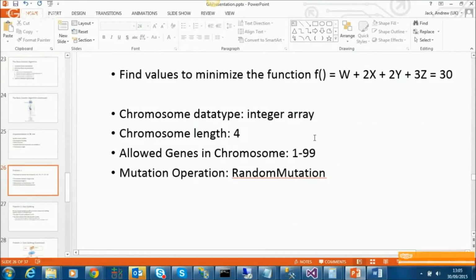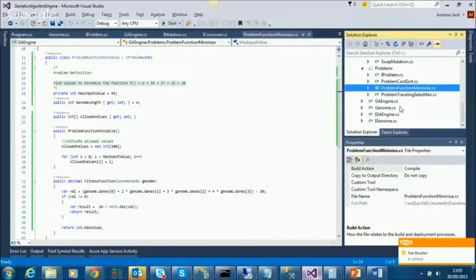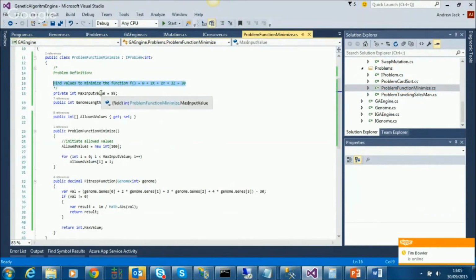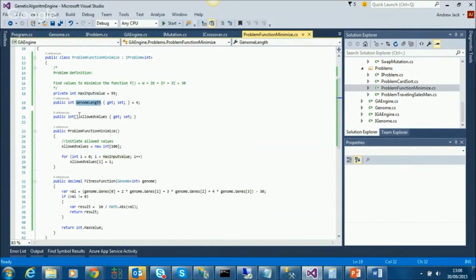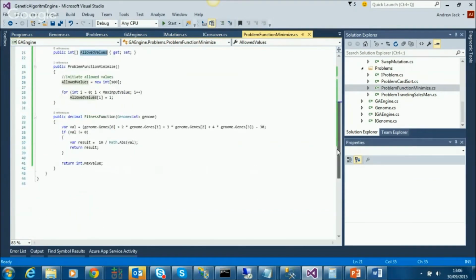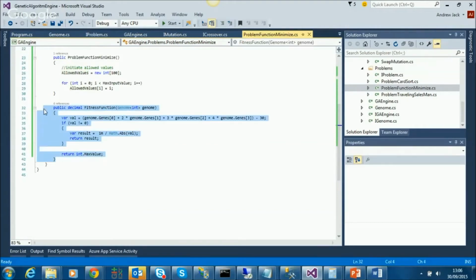So if we go to our program now, and we have a look at our problem. So we've said max input value 99, genome length 4, allowed values is an integer. So we're going to generate the allowed values here. And then, as I said, each problem has a specific fitness function to evaluate any solution for this given problem. So the fitness function we've written here is we're simply getting the values.